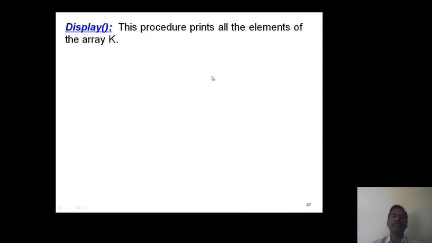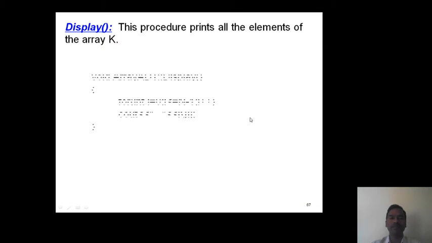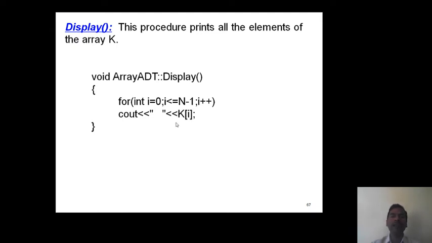And finally, display function. The display function is used to print all elements of the array K. Implementation: for int i equivalent to 0, i less than or equivalent to n minus 1, i plus plus, and simply print the element as cout K of i. So these are the different types of operations which are possible to implement with ArrayADT.